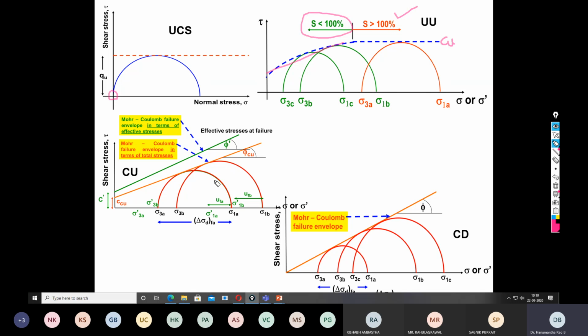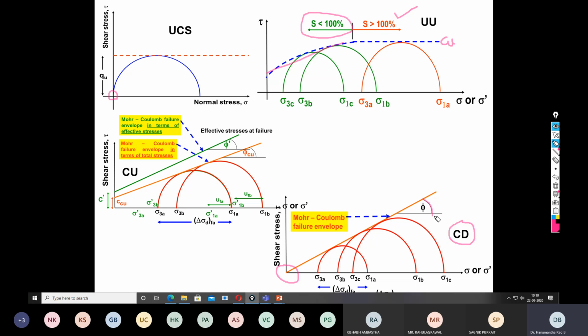Okay, so in case of the CU test, there is a consolidation process, followed by the shearing. So there is a transformation of the stresses from total to effective. So obviously there is an increase in the friction and decrease in the cohesion. While when you conduct any CD test on any soil sample, it is immaterial whether it is a clay or sand; the Mohr-Coulomb failure envelope always passes through the origin. Therefore, what we get is only the angle of internal friction.